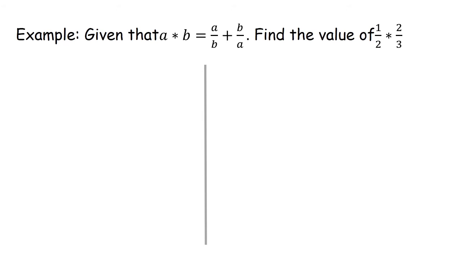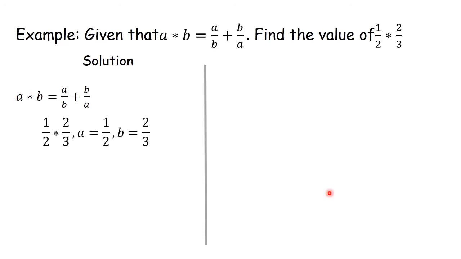Another example, given that a star b is equal to a divided by b plus b divided by a, find the value of a half star 2 over 3. So it is the same knowledge we are going to use, only that now this is involving fractions. So we shall begin. a star b is equal to a over b plus b over a. So a half star 2 over 3. Our a will be equal to a half, and b is 2/3.